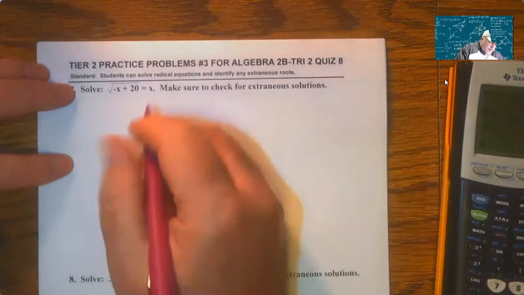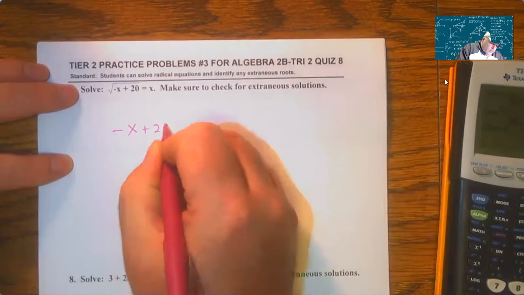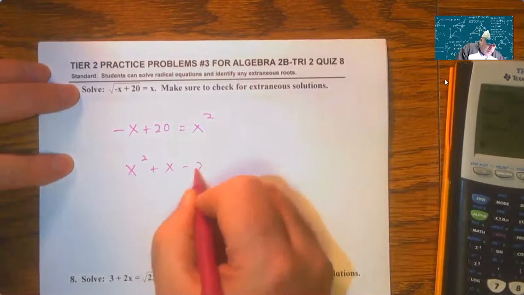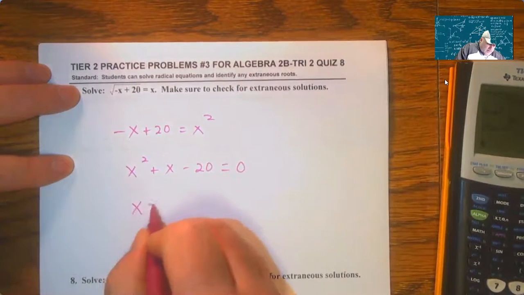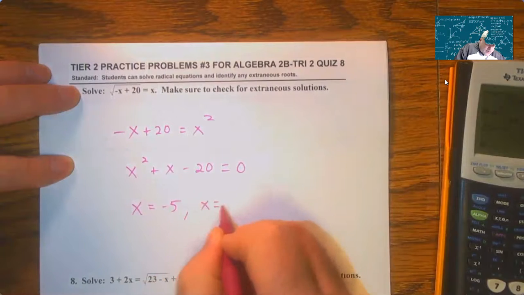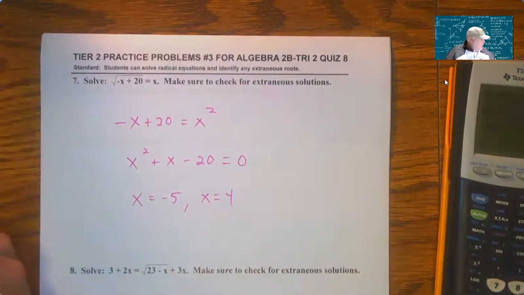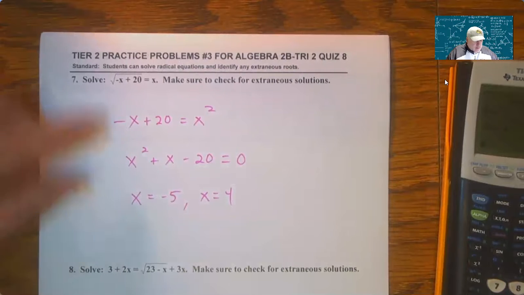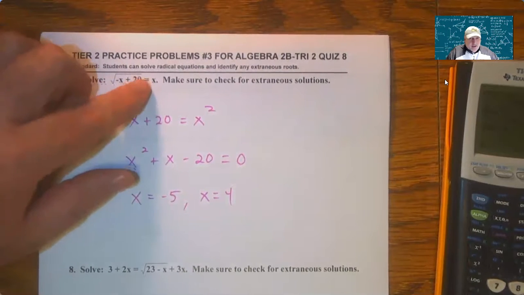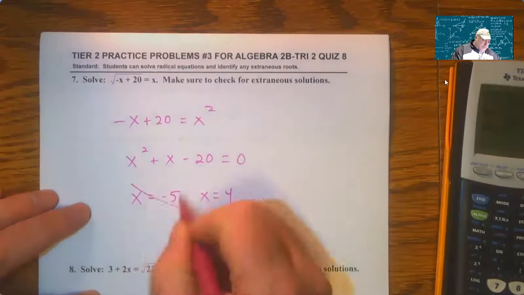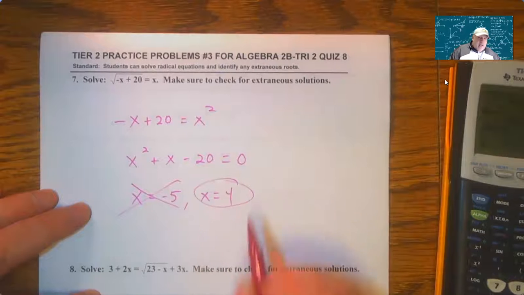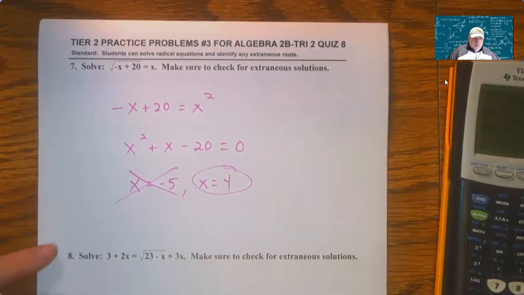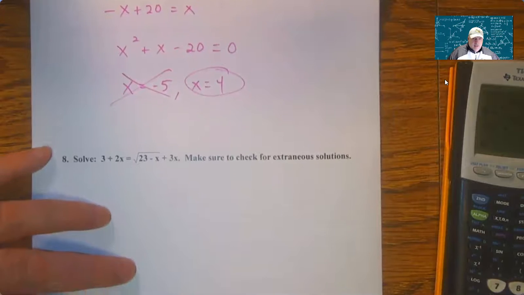Okay, square both sides. So that takes off the square root. So now we have this quadratic to solve. You just need to get it all on one side and then realize the two solutions to it. And then go back in, and the -5 will be extraneous. So you'll get square root of 25, which is 5. That does not equal -5. Don't get in the habit of saying, well, all negative answers are extraneous. That's not true. And that's why I put problem 8 in here.